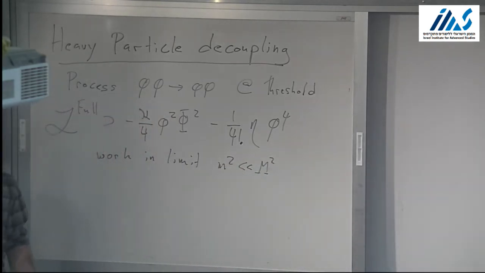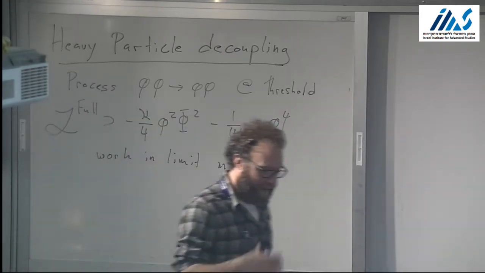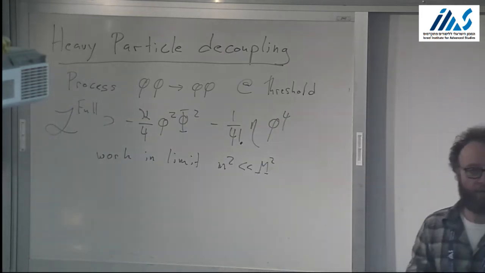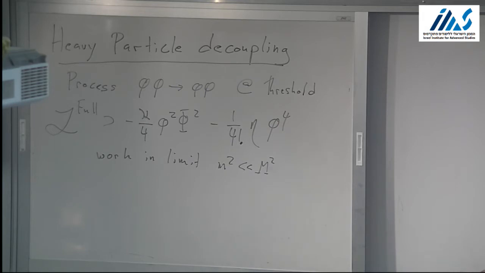So now, for the first time, well, sort of at tree level we had this, but now at loop level for the first time we're talking about something where we have an explicit large separation of scales. So we're going to encounter large logarithms, and we're going to need to resum them.